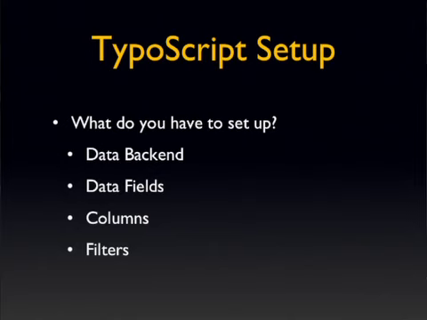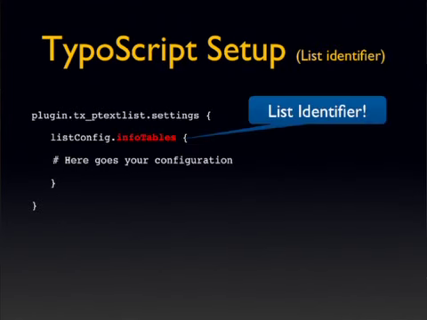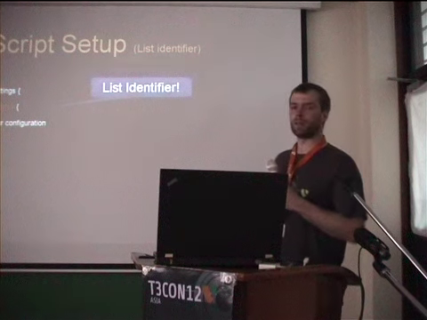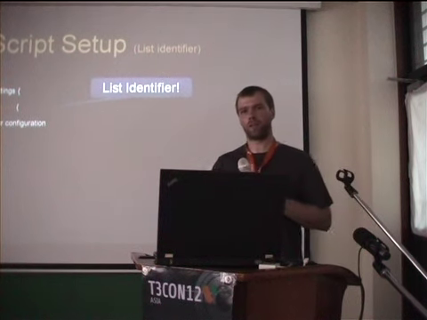I will just show you how it looks in TypoScript. If you have worked with Extbase, you will know that there is a common namespace for Extbase extensions which starts with plugin.tx_ whatever your extension is called .settings. And per convention, this is the namespace where Extbase searches for the extension settings it uses. And within this namespace, we set up a namespace listConfig, which holds all configurations for your list.